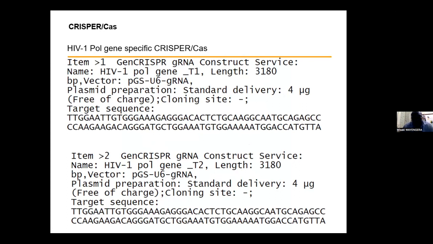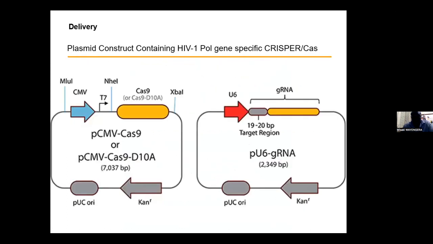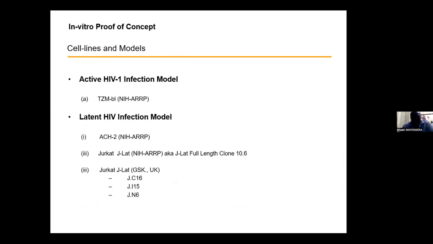So in addition to the zinc fingers, we also worked with the CRISPR-Cas. And of course, the CRISPR-Cas have their own vector systems, and you will see how this works. The plasmid construct containing the HIV gene specific CRISPR-Cas revolves around this. And you can see we have a CMV promoter running through this process.